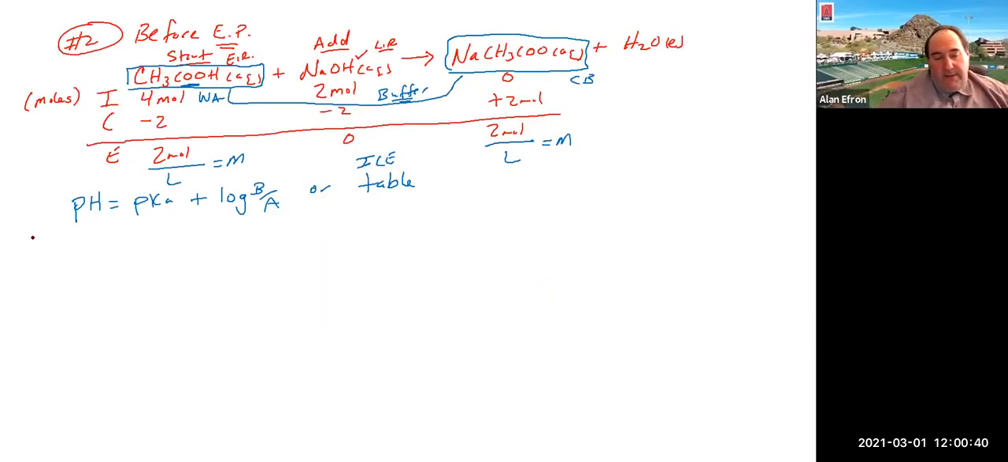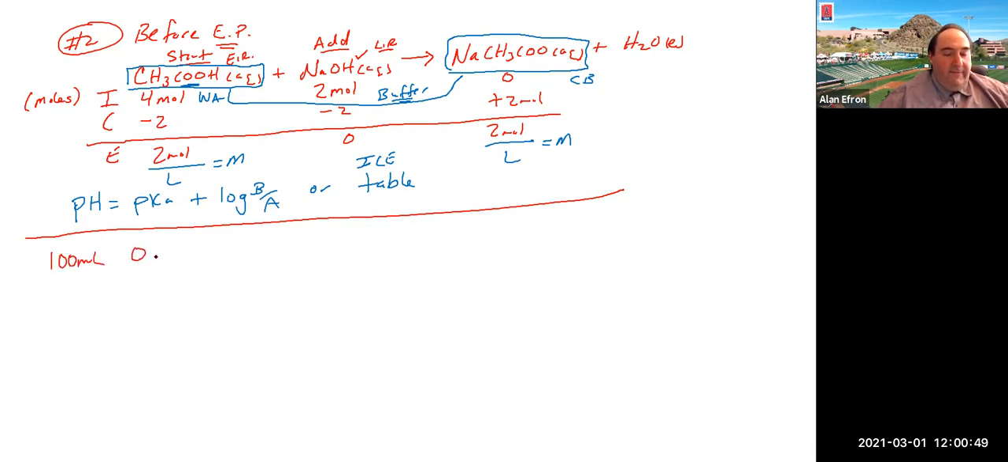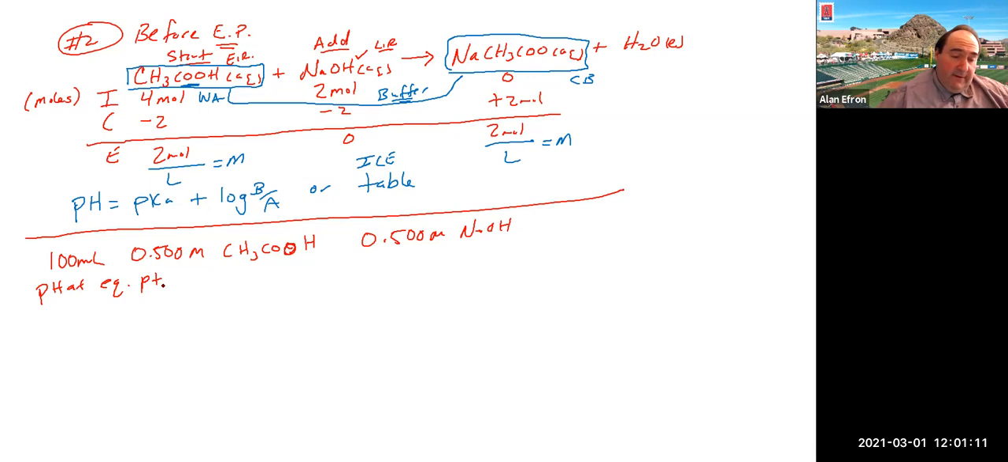So what I was talking about with that is, for example, let's just say we started with 100 milliliters. That's a big titration of 0.5 molar, say, acetic acid, and we were going to titrate it with, we'll do 0.5 molar sodium hydroxide. Okay, and they go, well, you know, what's the pH at the equivalence point? And that's sort of all the information they give you.